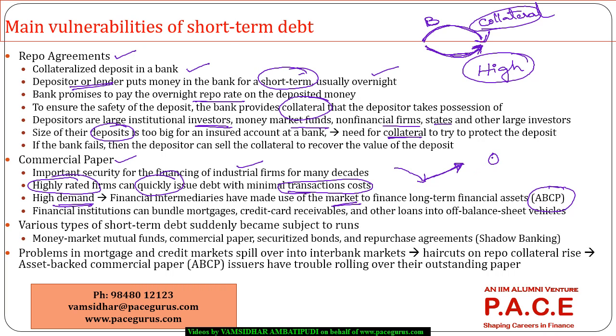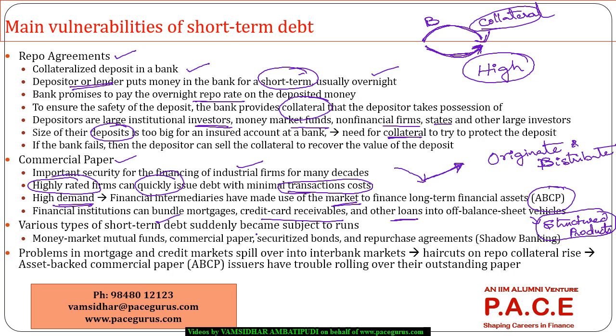Because of this originate-and-distribute kind of model, we see that the majority of financial institutions have bundled various mortgages, credit card receivables and other loans into various off-balance-sheet vehicles, and sold them to investors through various structured products. And for investing in those structured products, raising capital was done through these various instruments.